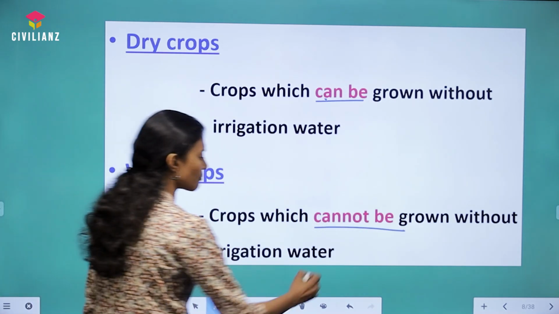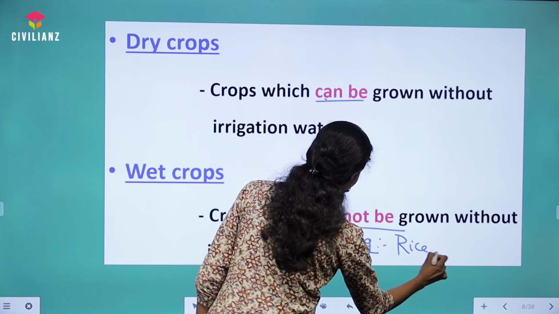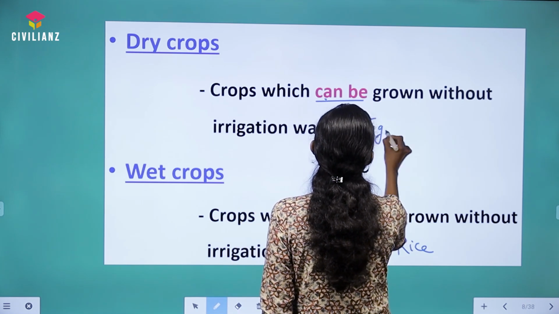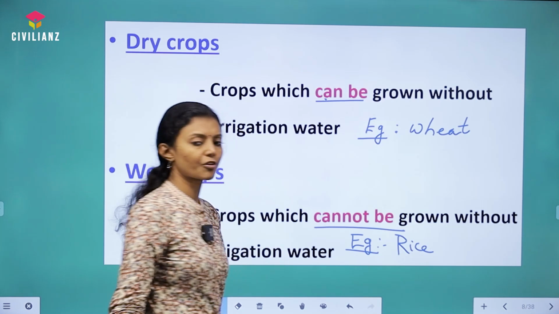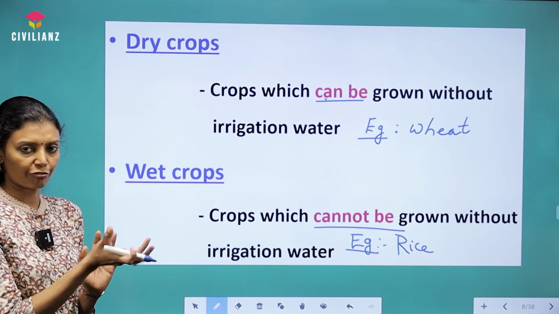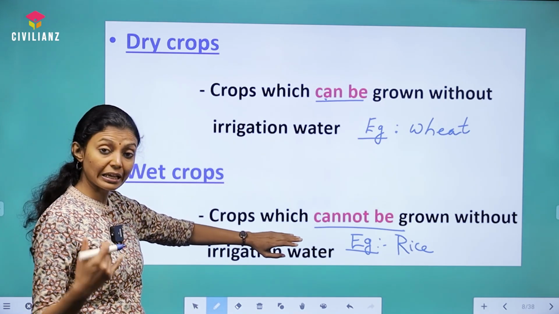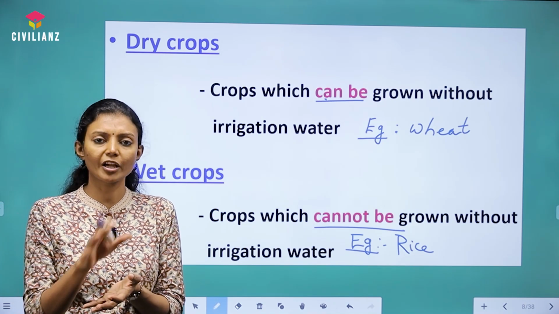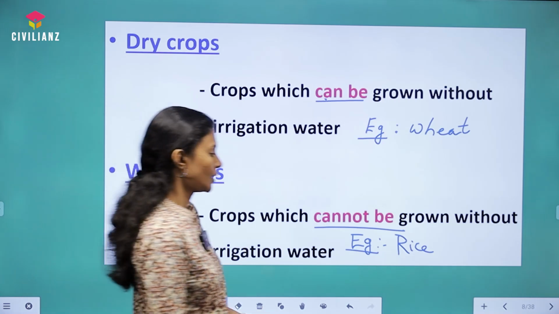And the best example is rice. Rice cannot be grown without artificially supplying water. And the best example for a dry crop is wheat. Sunflower, oats, barley also come under dry crop. So just note the difference. One can be grown without irrigation water, the other cannot. So in general, we can classify all the crops to be either a dry crop or a wet crop.